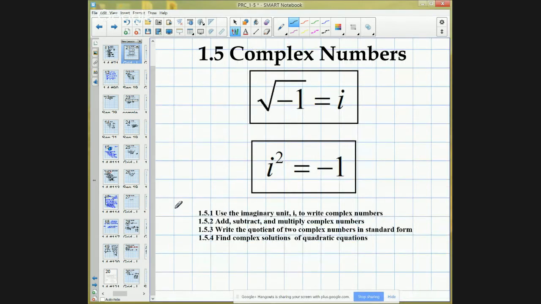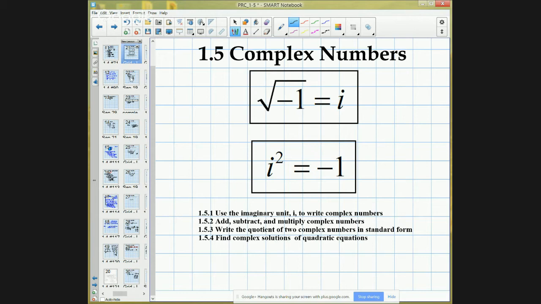We're going to use the imaginary unit i to write complex numbers. Then we're going to do all the operations: add, subtract, multiply. Division is just separated out as number 3: write the quotient, the division of 2 complex numbers. And we're going to spend a little time talking about standard complex form. And then the 4th one, find complex solutions of quadratic equations.